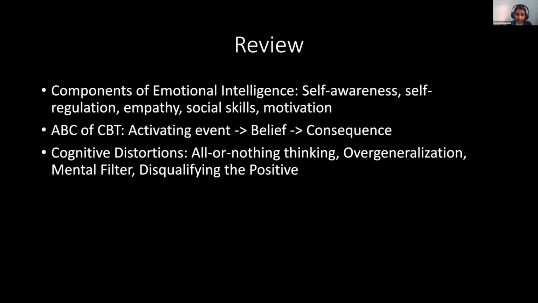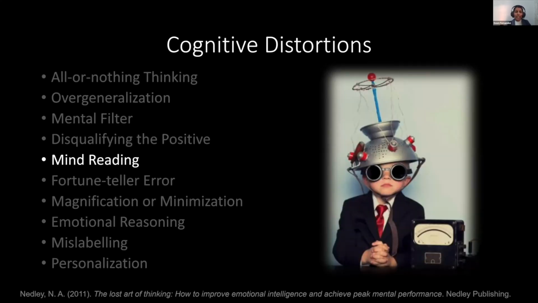We are going to look at another 6 cognitive distortions today. So let's begin there today. And also we had looked at characteristics of kindness and social intelligence. All right, so jumping to the 5th cognitive distortion, which is mind reading.